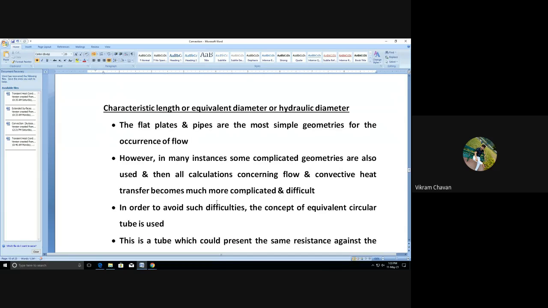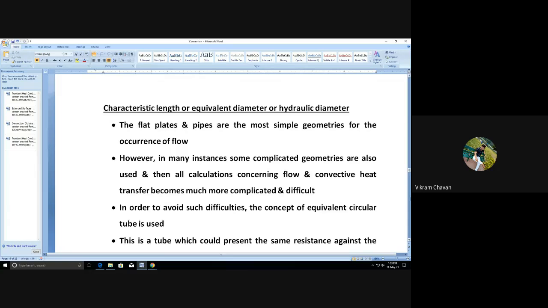In case of convection, these characteristic lengths or equivalent diameters are used, or if you want to determine the pressure drop, in that case also the characteristic length or the equivalent diameter is used. So the basic formula for conversion is: the characteristic length or equivalent diameter is equal to 4 multiplied by cross section area divided by wetted perimeter.